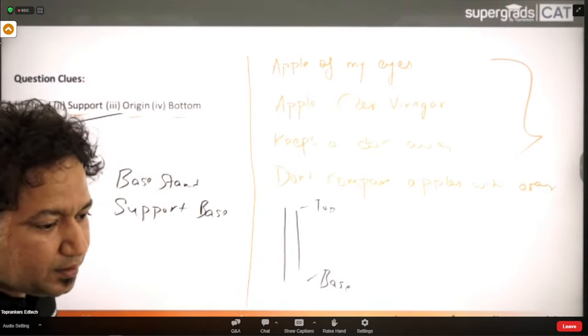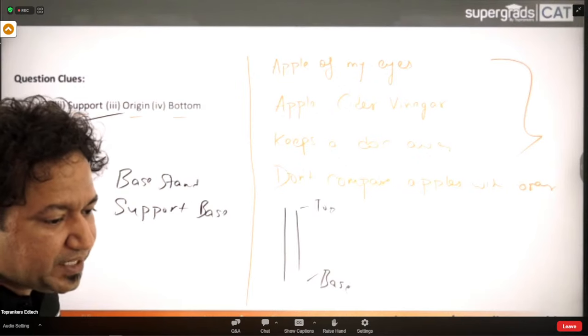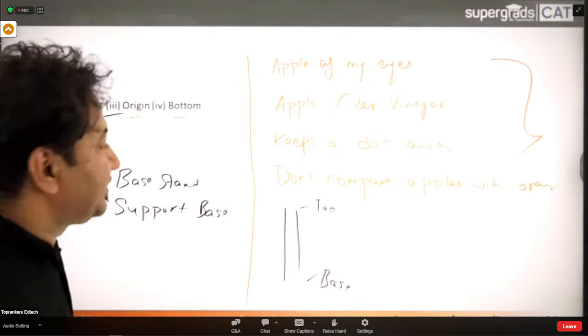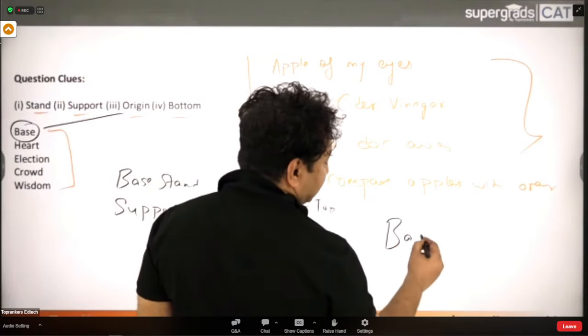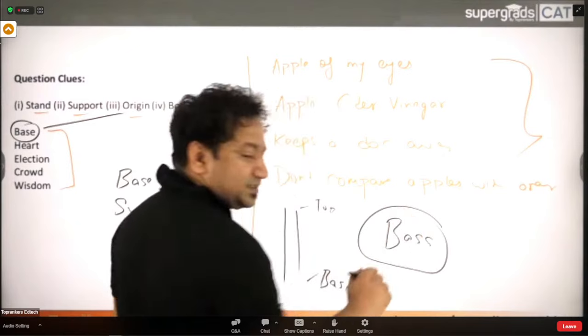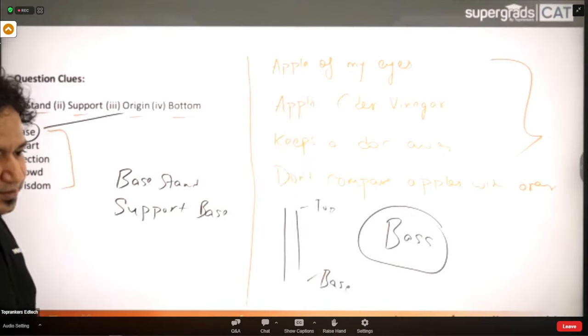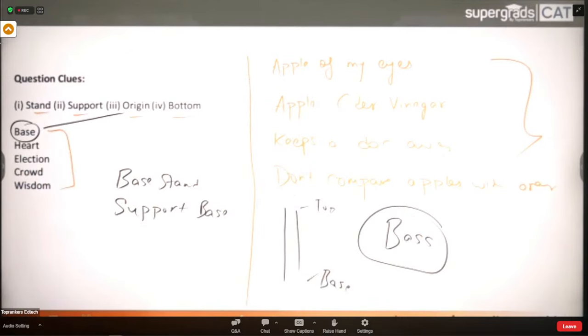Cool. Achha, Satyam is saying bass music instrument. No, Satyam, that is pronounced as bass, but the spelling is BASS. Okay, in music. So base is of course the correct answer, but bass in music is BASS. Cool. Okay.